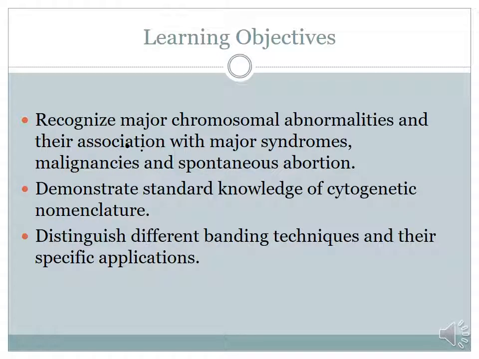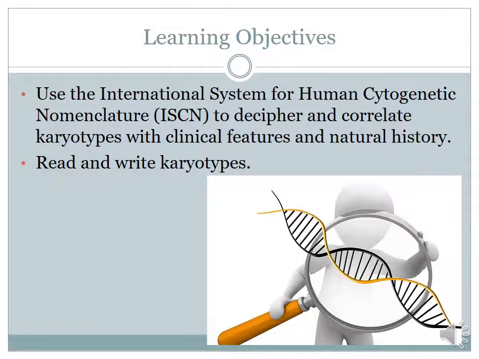to recognize major chromosomal abnormalities and their association with major syndromes, malignancies, and spontaneous abortion, to demonstrate standard knowledge of cytogenetic nomenclature, to distinguish different banding techniques and their specific applications, and to use the International System for Human Cytogenetic Nomenclature, ISCN, to decipher and correlate karyotypes with clinical features and natural history, and to read and write karyotypes.